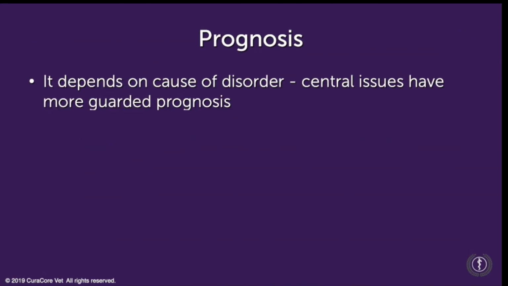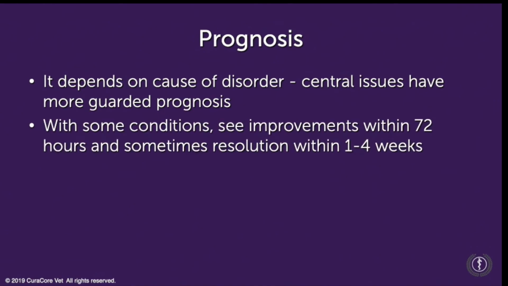The prognosis of these problems really depends on whether it's a central or peripheral vestibular issue. The peripheral vestibular problems have a much better prognosis for recovery, and those can improve in as early as 72 hours, but can take up to about 4 weeks for improvement. And for the central vestibular problems, the prognosis in those conditions is more guarded.